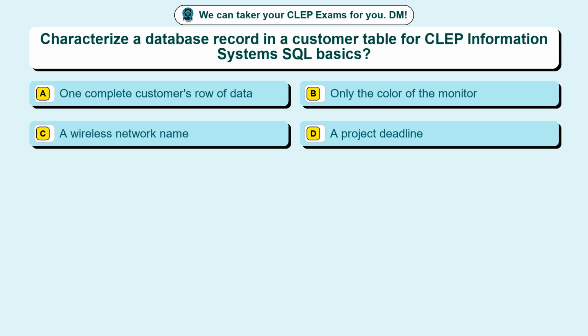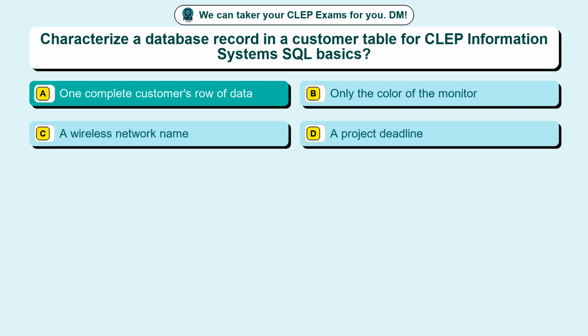Question 78. Characterize a database record in a customer table for CLEP Information Systems SQL Basics. Option A. One complete customer's row of data. Option B. Only the color of the monitor. Option C. A wireless network name. Option D. A project deadline.